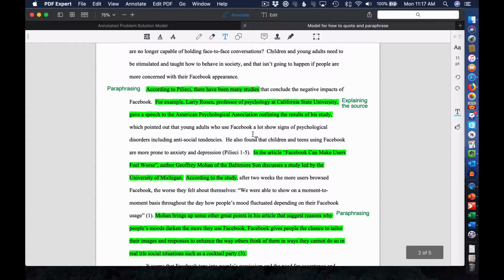Sometimes you want to paraphrase a source. So she started with, according to Pellecci, there have been many studies, and explained it. And then she explained the source. For example, Larry Rosen, professor of psychology at California State University, gave a speech to the American Psychological Association outlining the results of the study. Because in that article, it wasn't Pellecci speaking, it was Larry Rosen. They're probably quoting Larry Rosen in that article, and she needed to explain where all of it came from. So I really appreciate knowing all of that information about where this information comes from.